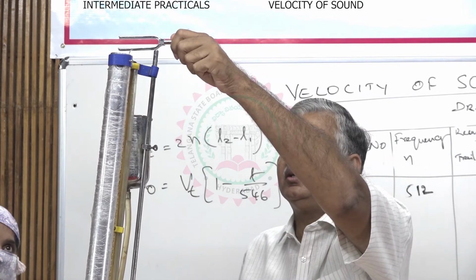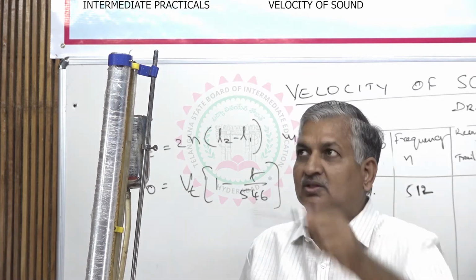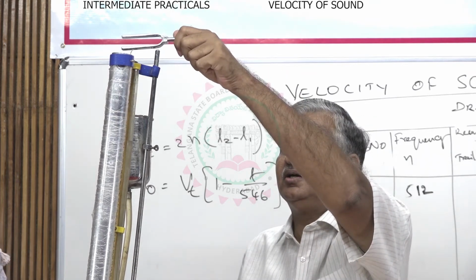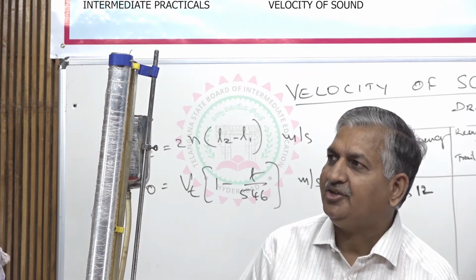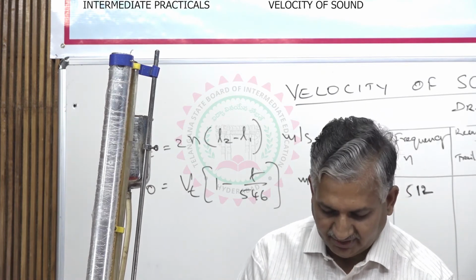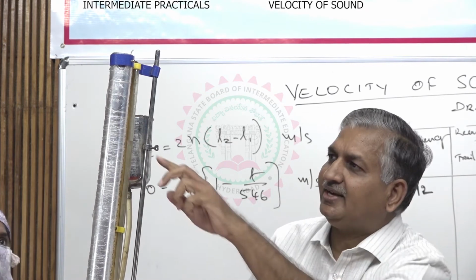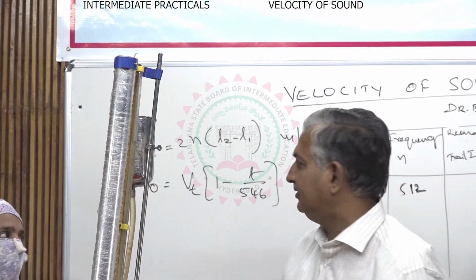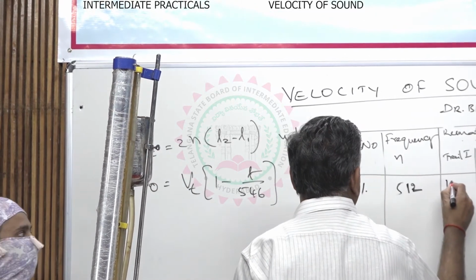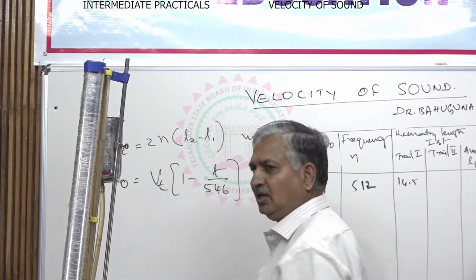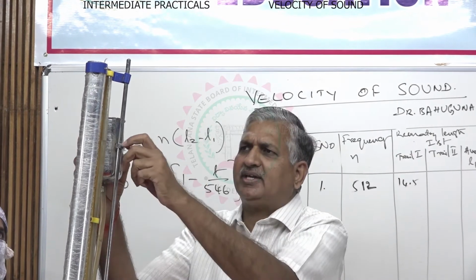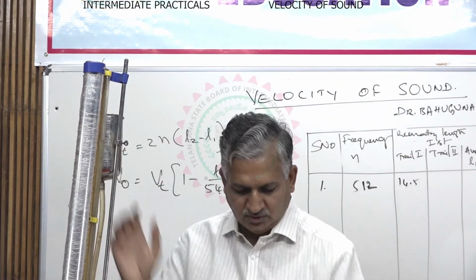Are you able to hear? Yes, sir. So this is called resonance. Are you enjoying the sound of it? Yes, sir. Very good. So the length of this air column is 14.5, so I am writing here 14.5 centimeters. Now again I make a small trial. Trial 1, trial 2.